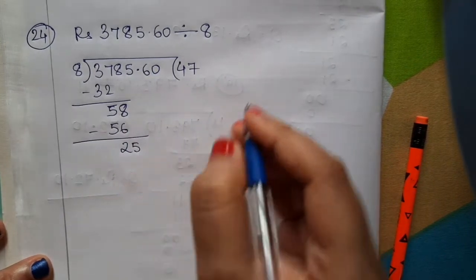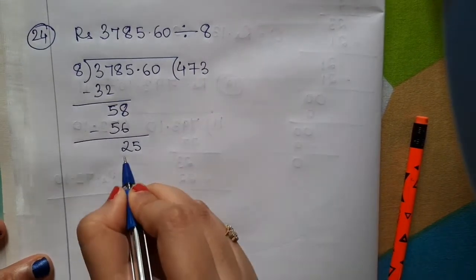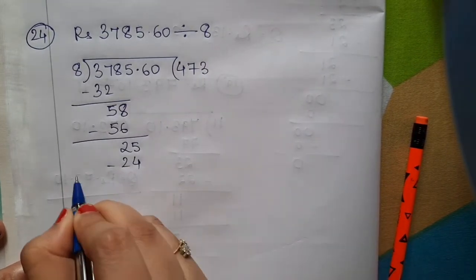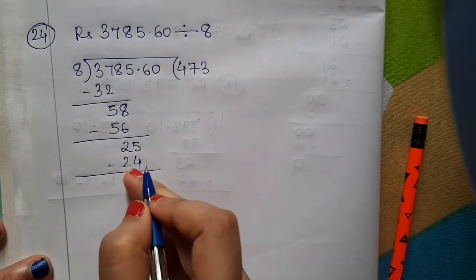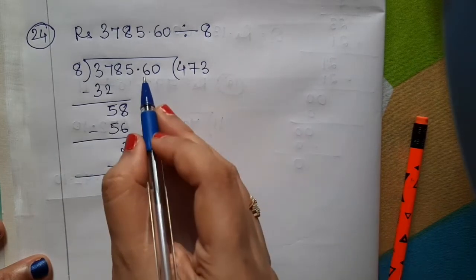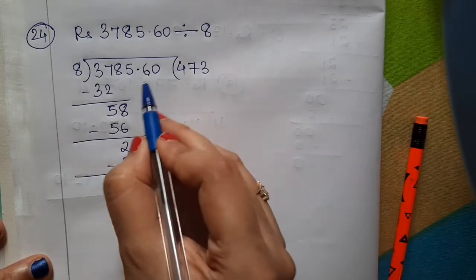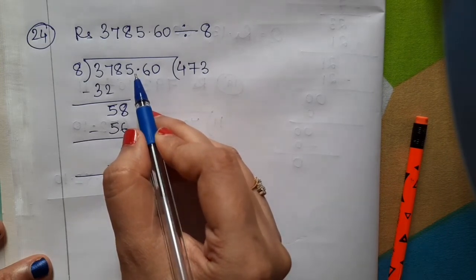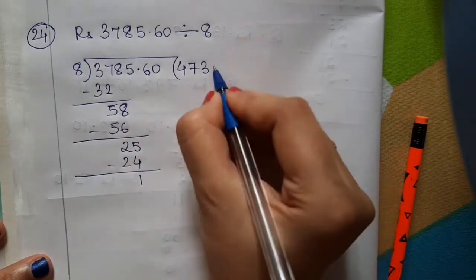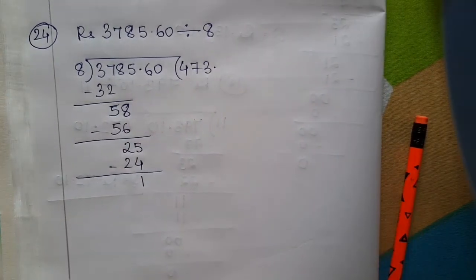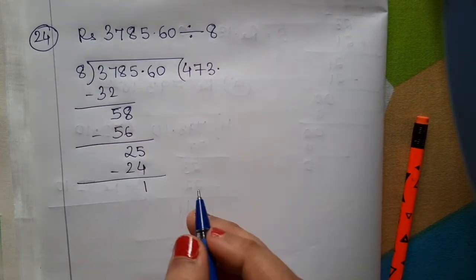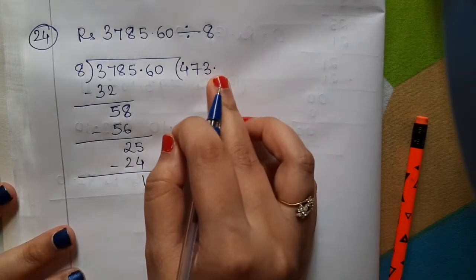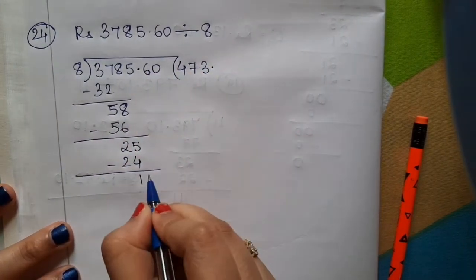8 3s are 24 minus 1. 44 minus 25, 1. Now I have to bring this 6 down. And what do I see here before 6? A decimal. So what do we have to do here? Yes, I have to take this decimal and put this here. Alright. So I put the decimal here. Now this 6 will come down.